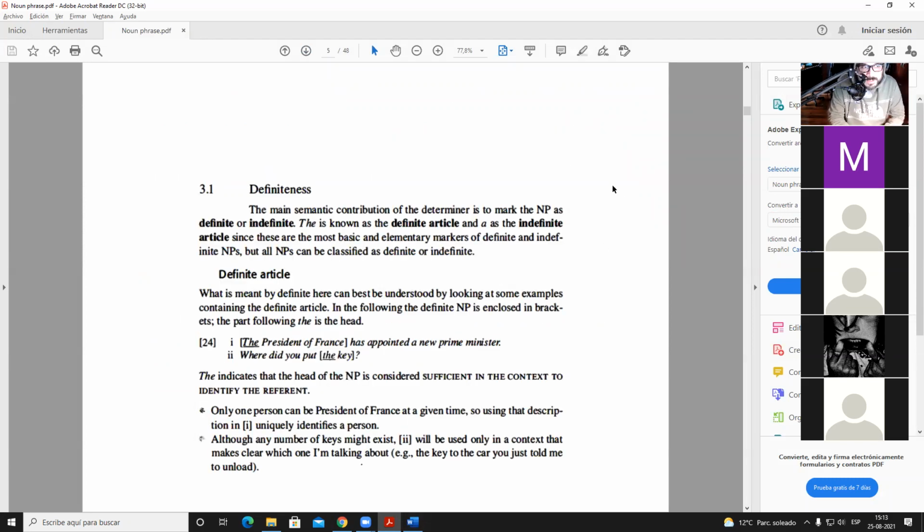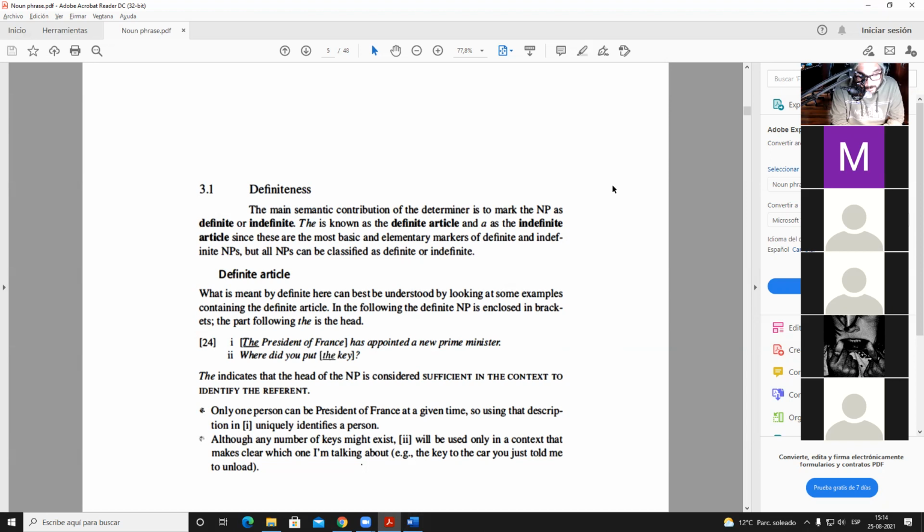Let's go with the idea of definiteness. The main semantic contribution of the determiner is to mark the noun phrase as definite or indefinite. There are definite noun phrases and indefinite noun phrases. The definite article the is known as the definite article, and a as the indefinite article, since these are the most basic and elementary markers of definite and indefinite noun phrases. But all noun phrases can be classified as definite or indefinite, right?